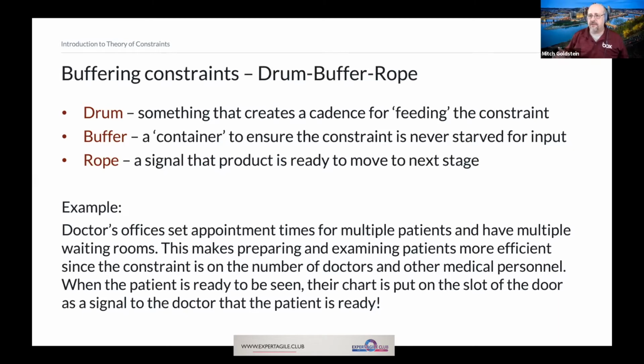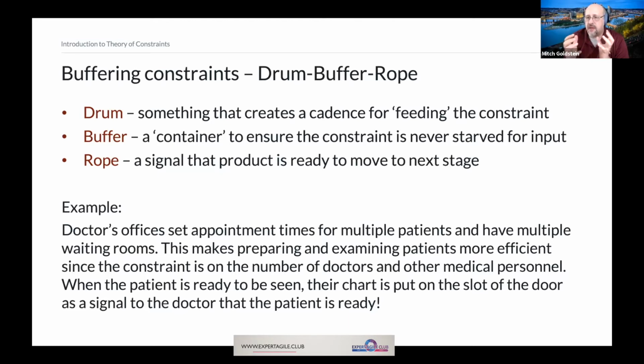So these three things together, we wrap around a constraint. Here's our example. This is exactly what the theory of constraints is and how we break an important constraint. I'll leave it to everyone in the room to think about what the constraint is. Doctors' offices always schedule multiple patients at multiple times, and they have multiple waiting rooms. Had you ever thought, why do doctors' offices have multiple waiting rooms? The reason is the drum buffer rope. They don't know it, but it's because of this way of managing a constraint.